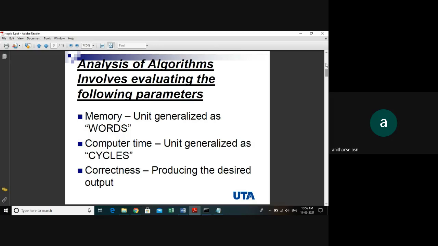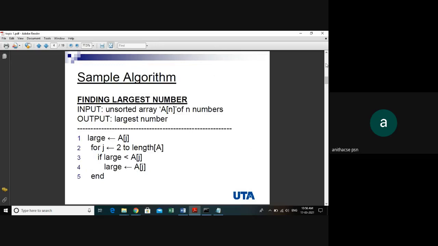The next important thing is correctness, that means the accuracy. When we are solving the problem, we have to produce the result almost 100 percent correctly. So the accuracy should be 100 percent. The maximum output should be correct, and the correct output should be produced. Based on these elements, we have to create the algorithm.